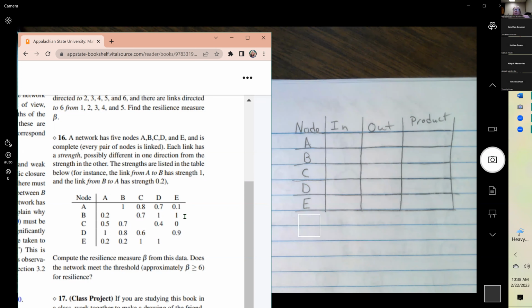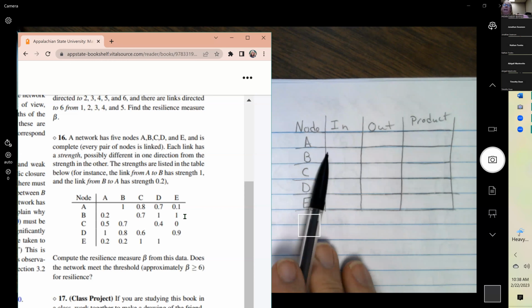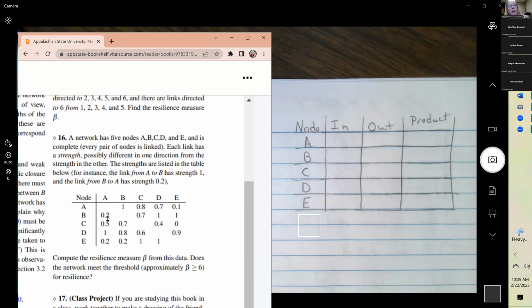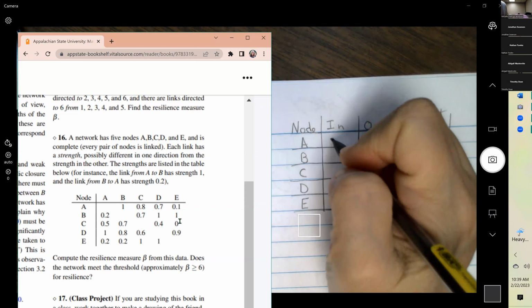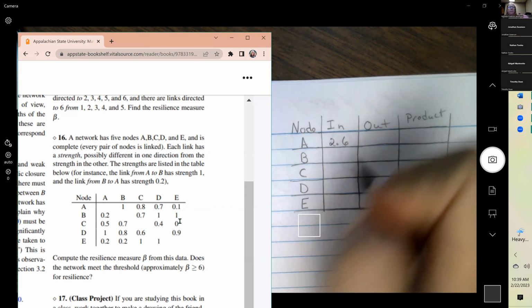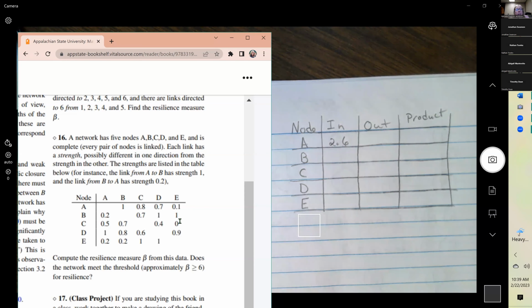The other problem we looked at had already calculated the in and the out. Oh, okay. So adding across will get your ins. So if we go 1.8, 0.7, let's see, that's 1.5, 1.6, 2.6. So going across gets your ins, because this is A to B, A to C, A to D.